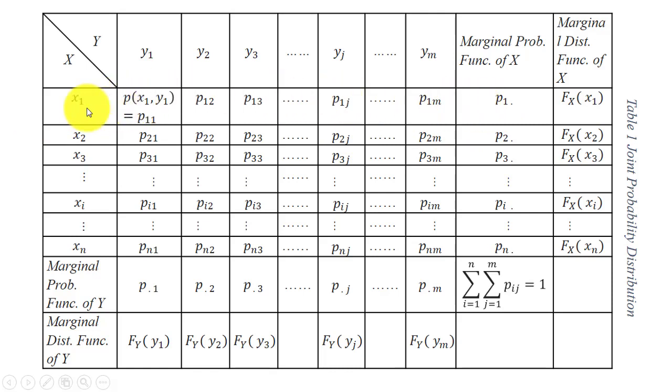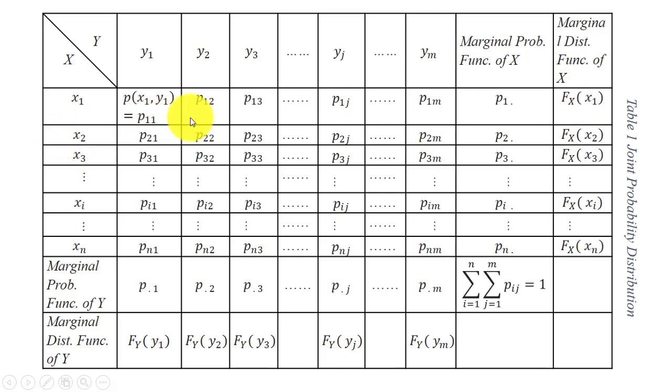Observe that in the first row the value of x is x1 throughout, and only the value of y varies from 1 to m. That's why we denote it by p1 dot. It is the sum of all the probabilities where y varies from 1 to m and x equal to x1 only. This is denoted by p1 dot, which is known as the marginal probability function of x, and also as the marginal distribution function.